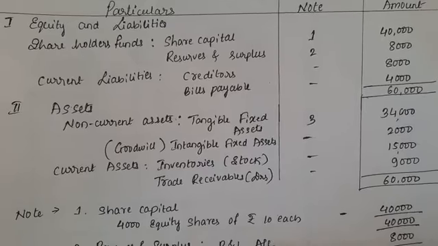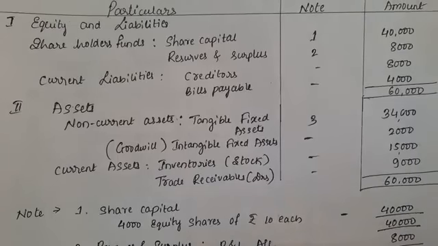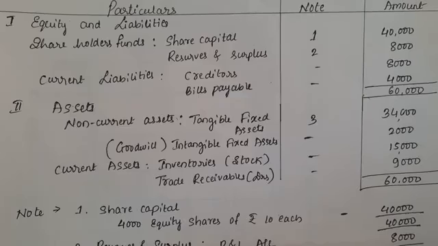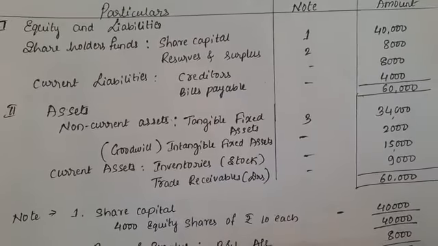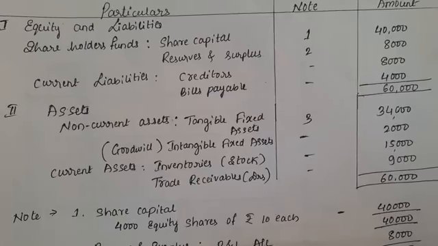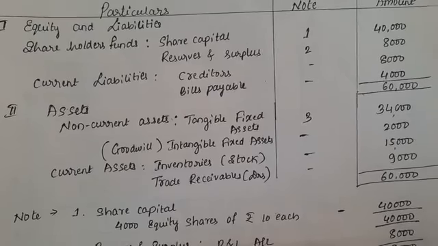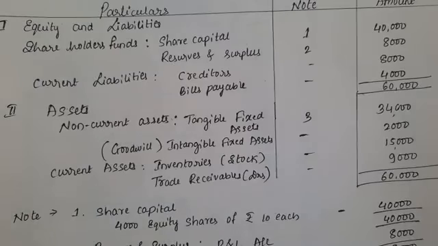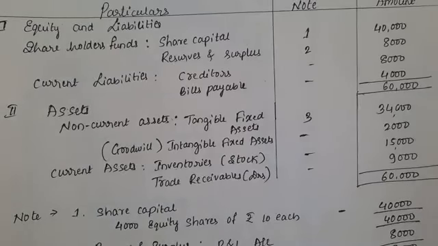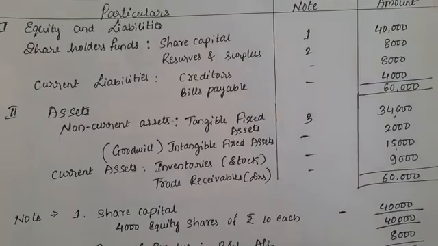The total liabilities are 60,000. Then the assets. Non-current assets: tangible fixed assets, note number 3, 34,000. Intangible fixed asset, that is goodwill, 2,000. Current assets: inventories, that is stock, 15,000, and trade receivables, the debtors, 9,000. Total 60,000.